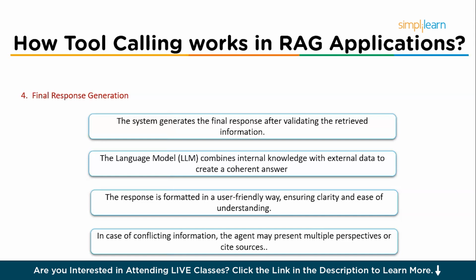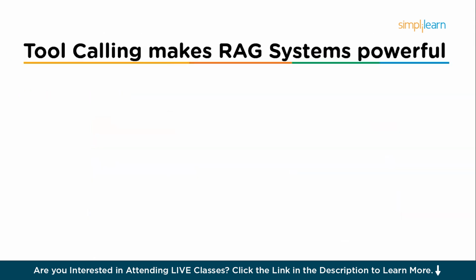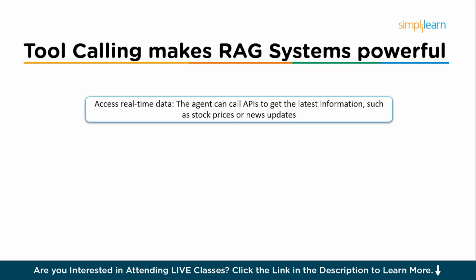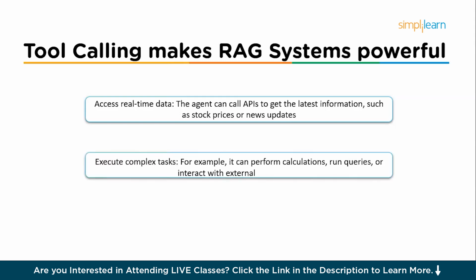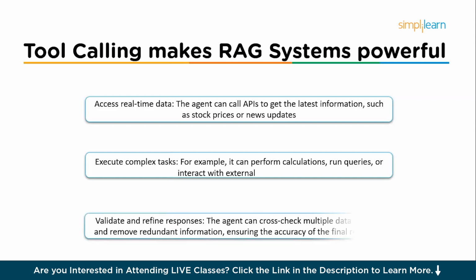Now let's move on to understand how tool calling makes RAG more powerful. Tool calling adds a dynamic element to the model, allowing it to access real-time data. The agent can call APIs to get the latest information such as stock prices or news updates. Then we have execute complex tasks. For example, it can perform calculations, run queries, or interact with external databases. Then we have validate and refine. The agent can cross-check multiple data sources and remove redundant information, ensuring the accuracy of the final response.